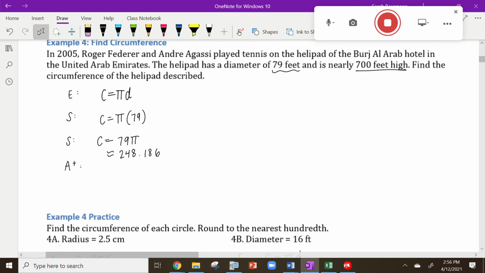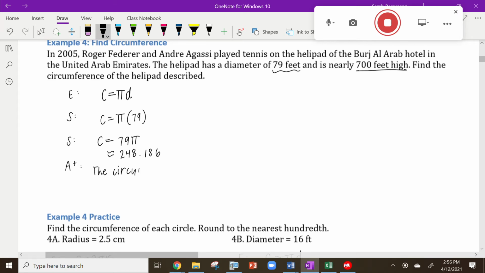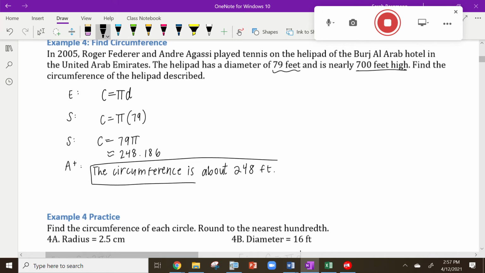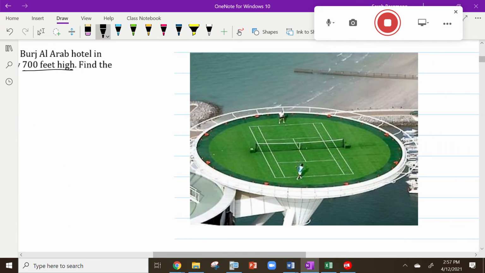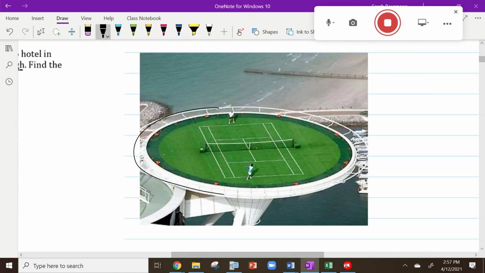So we can answer this. It said find the circumference. The circumference is about 248 feet. So that means that if you measured all the way around the helipad, the circumference would be about 248 feet.